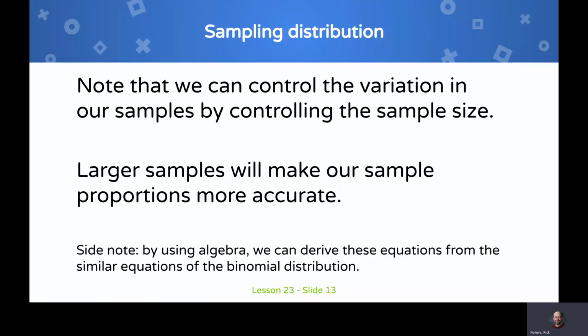Note that we can control the variation in our samples by controlling the sample size. Larger samples will make our sample proportions more accurate. Side note, by using algebra, we can derive these equations from the similar equations of the binomial distribution.